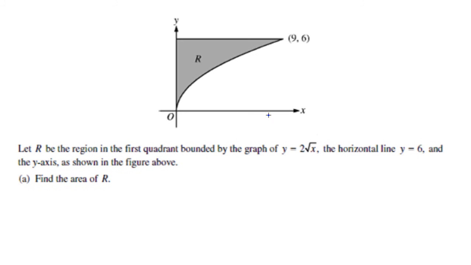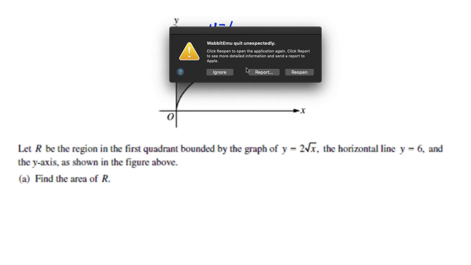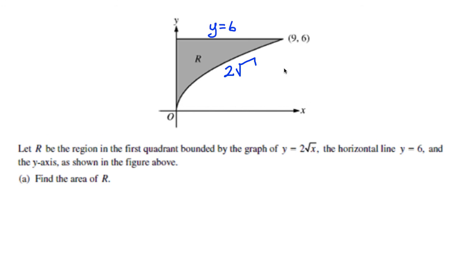Find the area of R. Okay, so this clearly is y equals 6 on the top. Why do I know that? Because y equals 6 is a horizontal line, and then the curvy line is the non-straight one, aka the 2 square root of x. Okay, this is 2 square root of x.